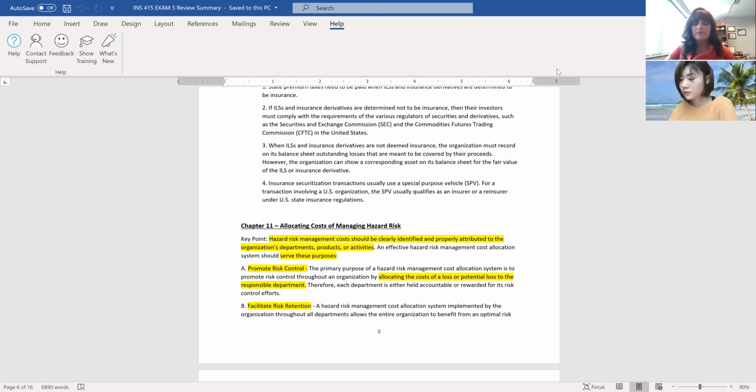Chapter 11, we're looking at how do we allocate costs of risk. Every organization has a cost of risk, whether you buy insurance and pay a premium, or you have a risk manager like myself. You have to pay my salary. You have to pay for claims. You have to pay for investigation. You're probably going to have to pay for some risk mitigation costs. All of those are costs to the organization. So how do you allocate those costs and make it fair and make it make sense? That's what this is. It does sound like an accounting chapter, but it isn't.